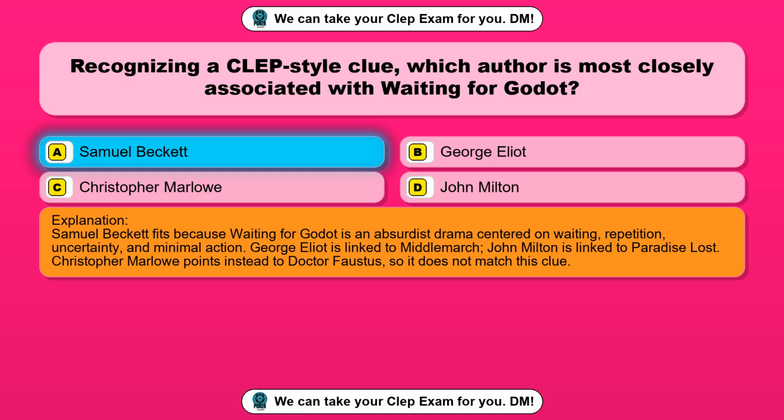Samuel Beckett fits because Waiting for Godot is an absurdist drama centered on waiting, repetition, uncertainty, and minimal action. George Eliot is linked to Middlemarch, John Milton is linked to Paradise Lost. Christopher Marlowe points instead to Dr. Faustus, so it does not match this clue.